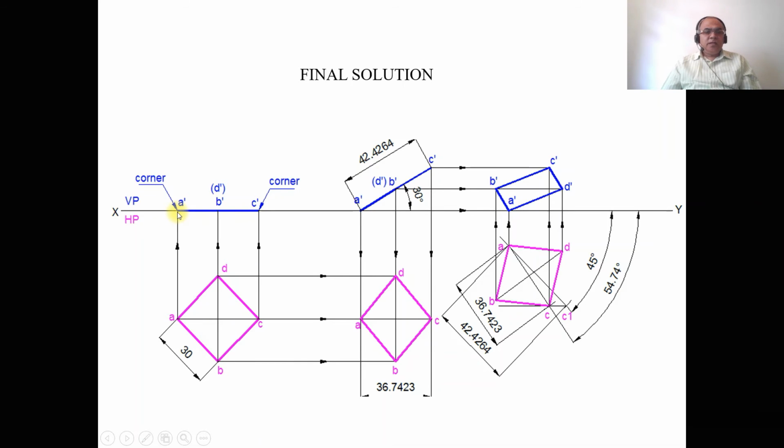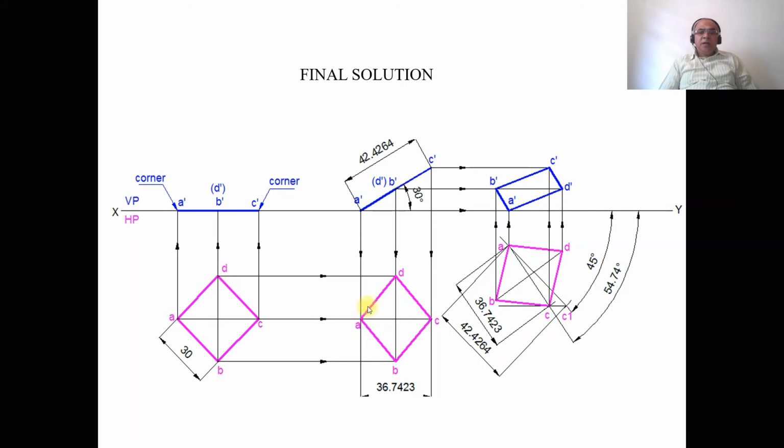Then measure the distance from A dash to B dash using the compass, and transfer it from A dash onto this 30 degree line, and mark this point as B dash and D dash in brackets. Join A dash to C dash with a dotted line. Now draw a vertical projector from A dash and a horizontal projector from A, and these two lines will intersect at this point.